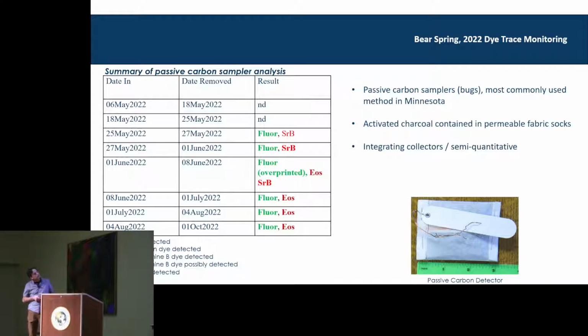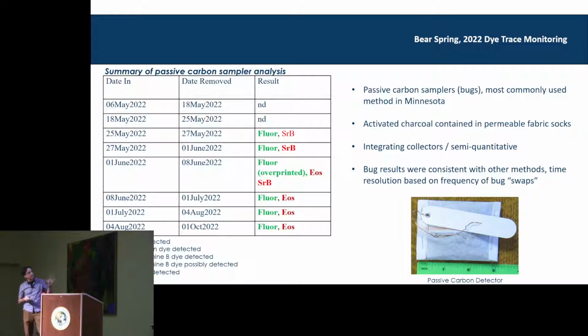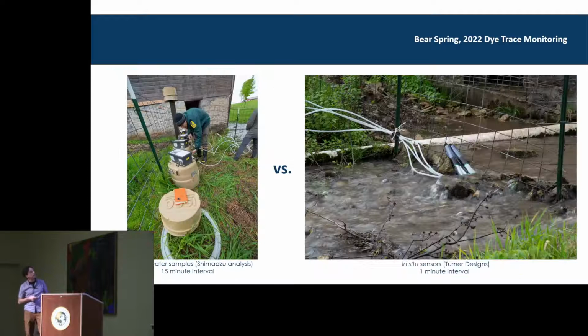Just another point, these are integrating collectors, so they are semi-quantitative. One bug may have a little bit of dye in it, the next week it'll have a lot, and that'll let us know whether that pulse is coming through. But it really only gives us an envelope of time. We can say that dye broke through between this date and this date when they were changed. So that'll give you a minimum and maximum flow rate within that envelope of time. And the main point is that the bugs were very consistent with our other methods.